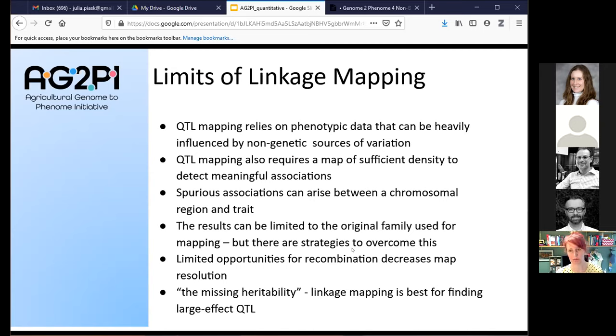And then the biggest drawback, which is what led to GWAS, is the missing heritability. QTL mapping is really good for finding large effect QTL, but when you have a trait that's influenced by many, many loci, each of small effect, or alleles of small effect, then QTL mapping is not so great at that.